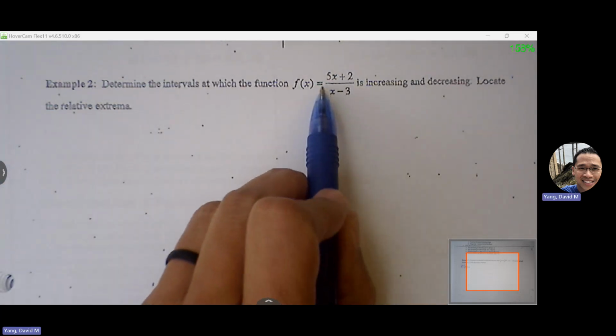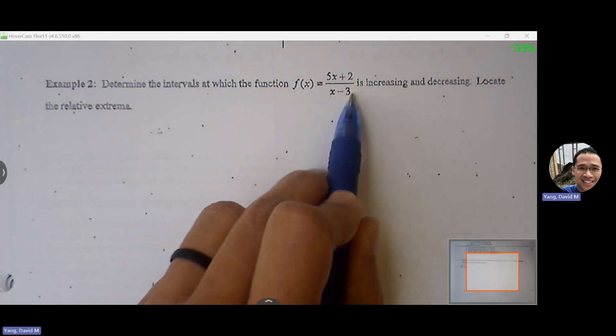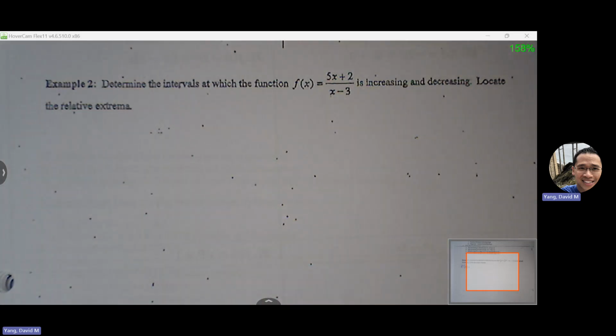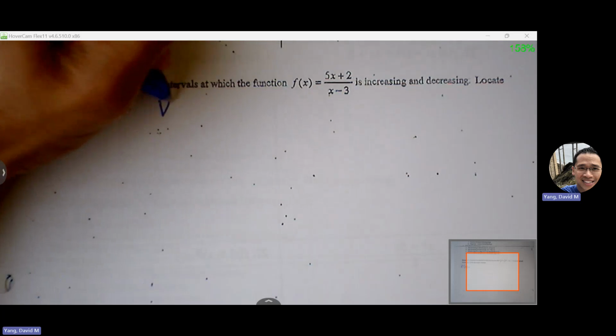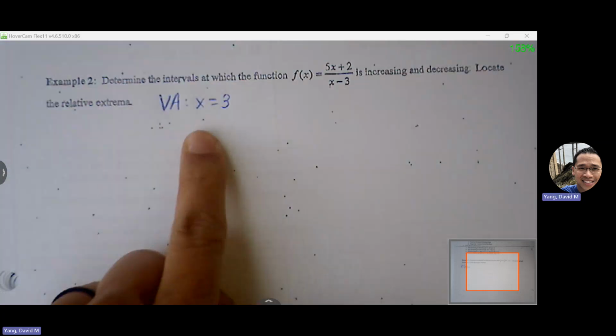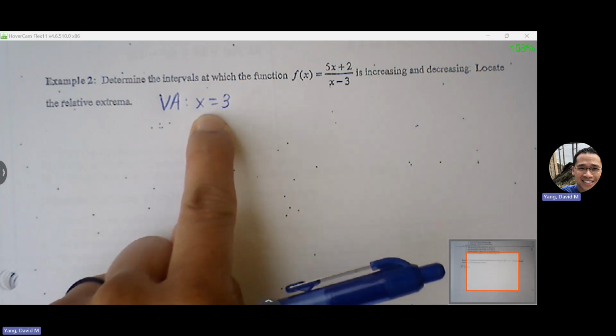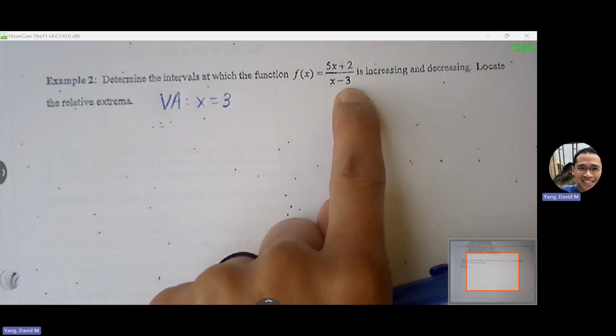Denominator, right? So whatever causes the denominator to be 0 is going to be the what of the graph? Vertical asymptote. Yeah. So we know that there's a vertical asymptote at x equals 3. It may show up in our sign line. It depends on what the derivative gives us.